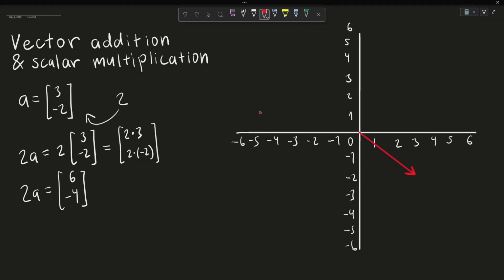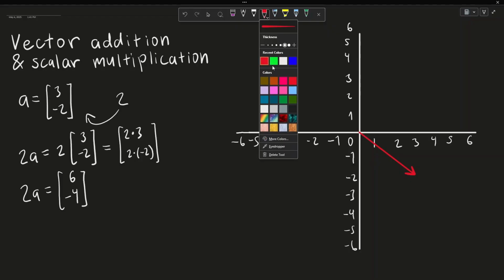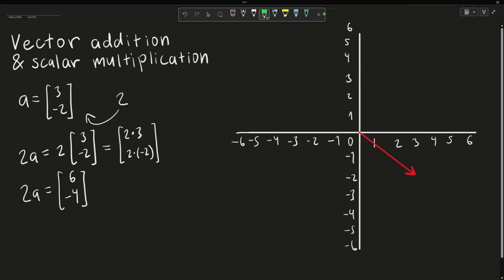So in theory, when multiplying by 2, what we'd find is that this vector that we get from this operation is in the exact same direction, but it's 2 times as long. And so let's see if that property holds. If we draw 2a in green, we should find that 6 in the x and then -4 in the y gives us this vector, which, as you can see, is exactly in the same direction as the original vector, but it's 2 times as long.